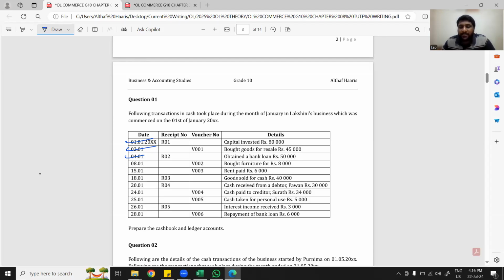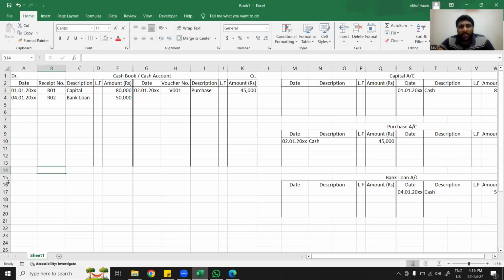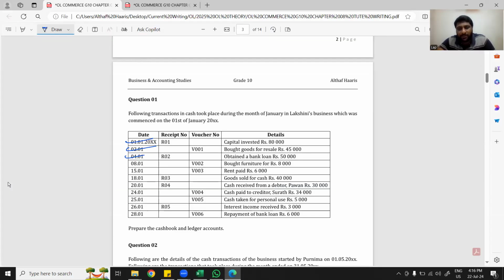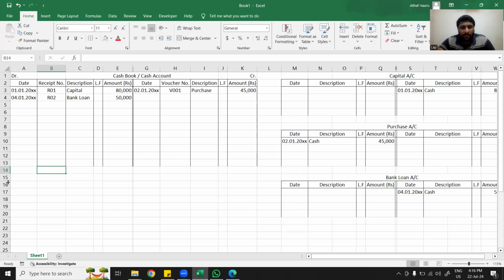Bought furnitures 8,000. Okay, first tell me what's happening to the money, people. Money coming in or going out? Everyone tell me. Bought furnitures for 8,000. Money coming in or going out? Out. Money out. Money out means debit or credit? Credit. 8,000. Now you are done with one entry. Credit entry is done. Now you have to post the debit entry.